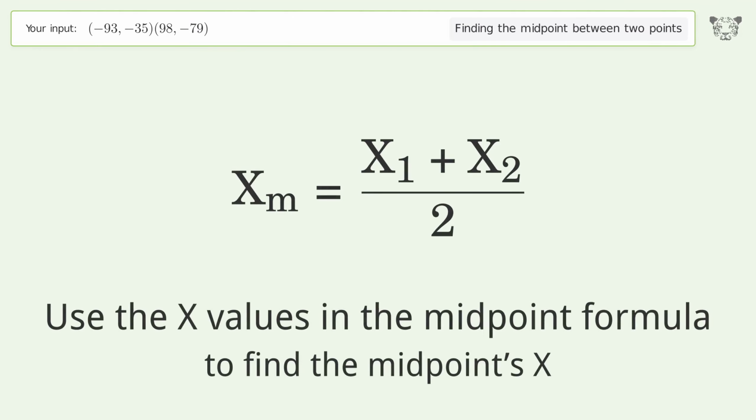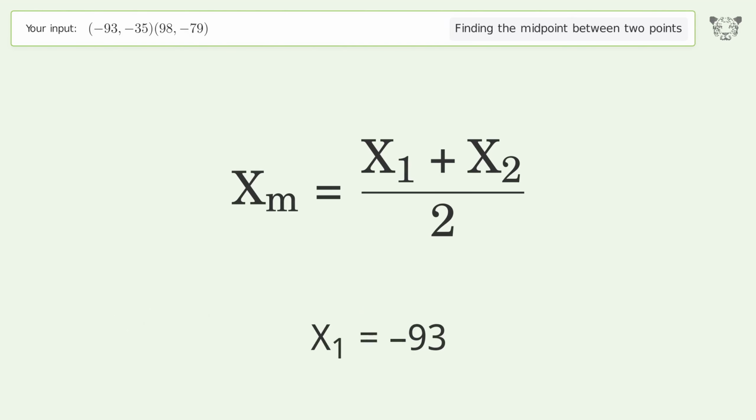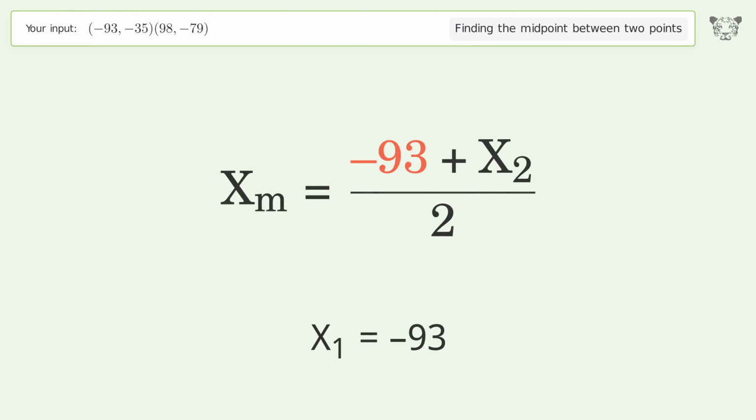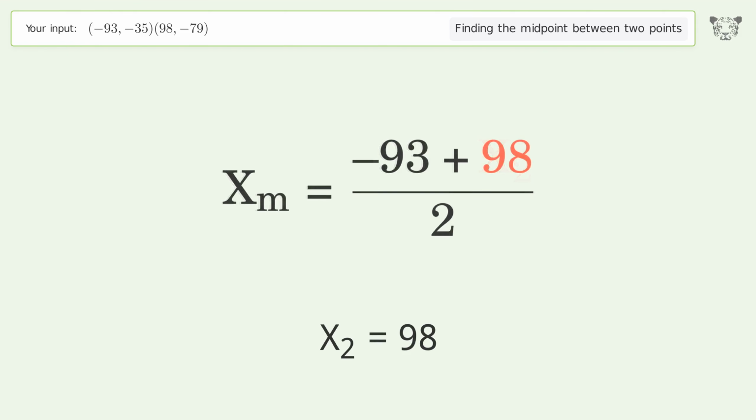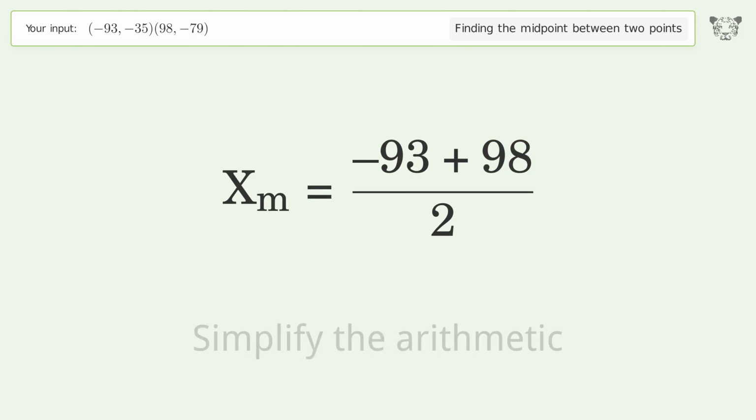Use the x values in the midpoint formula to find the midpoint's x. x1 equals -93. x2 equals 98. Simplify the arithmetic.